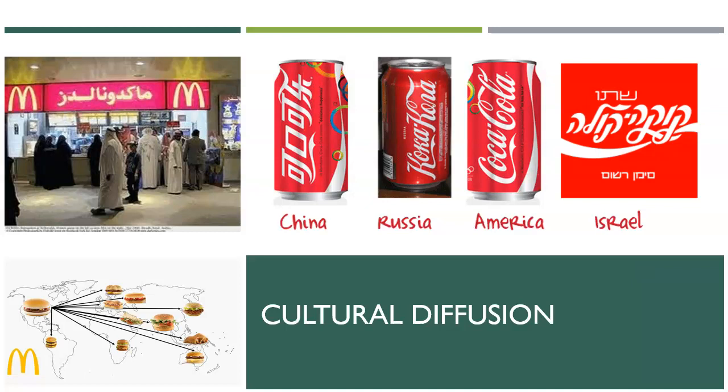And the next idea that we need to cover with culture is this idea of cultural diffusion. There are two examples here on this slide. You've got Coca-Cola and McDonald's. So we'll look at Coca-Cola first. You can get a Coke pretty much anywhere in the world. It might not be exactly the same as what you're used to here in the United States, and that's going to be based on the cultural differences.